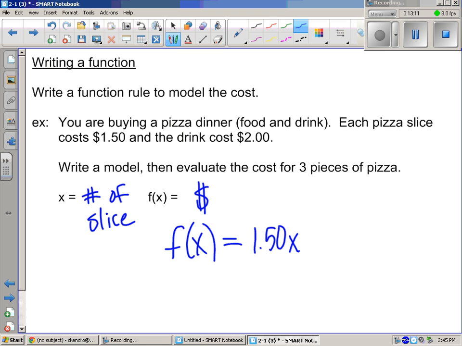How many drinks are we going to have to drink, Mrs. Kendra? What do you think? I can only have one.